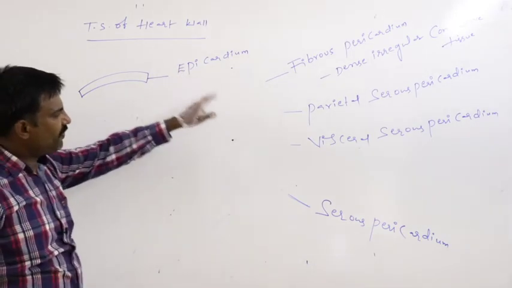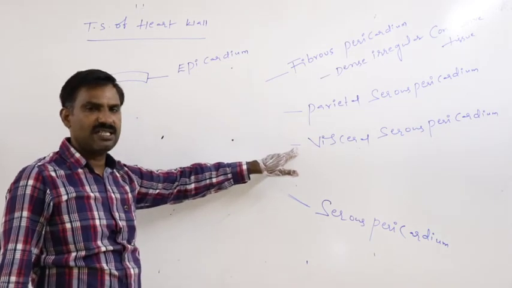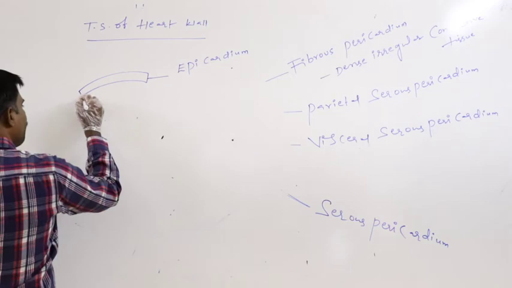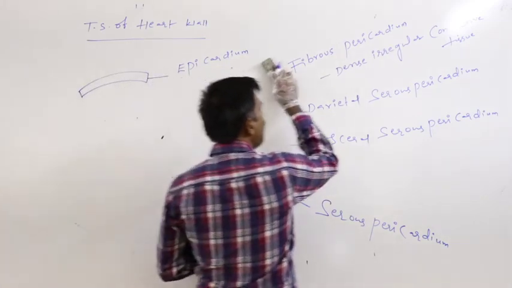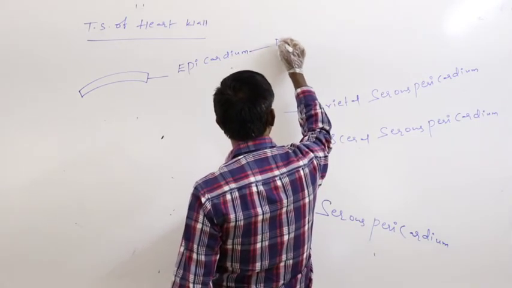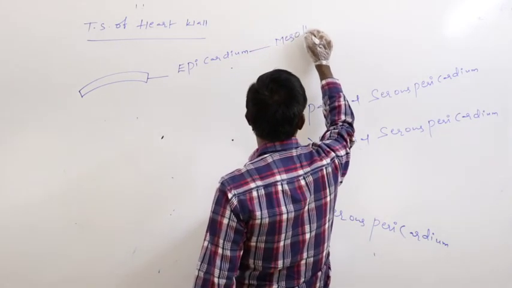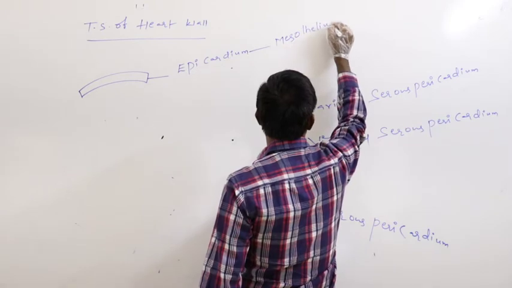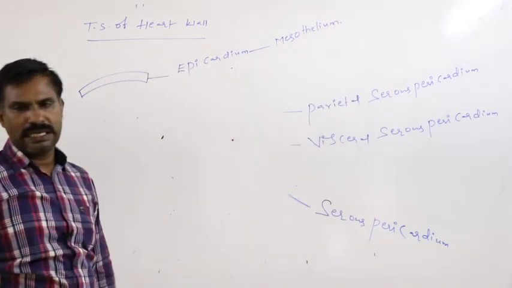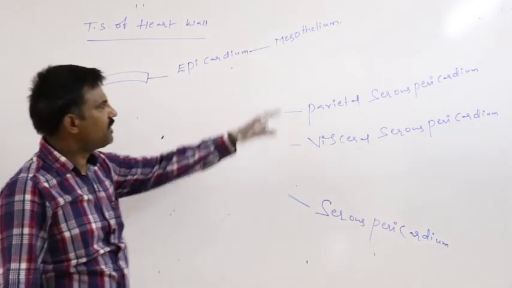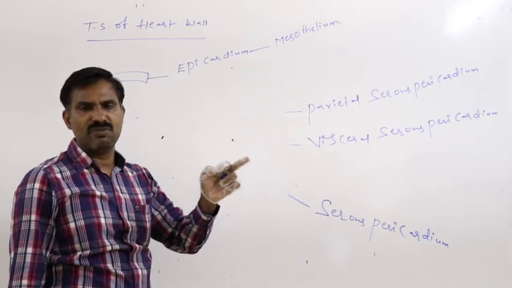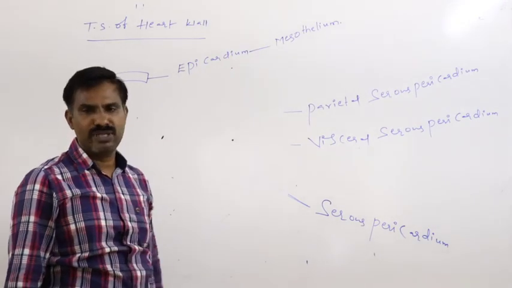Epicardium is completely fused with the visceral serous pericardium. This is the epicardium. It is made up of mesothelium, that is modified simple squamous epithelium. Mesothelium, nothing but modified simple squamous epithelium, is said to be the mesothelium.